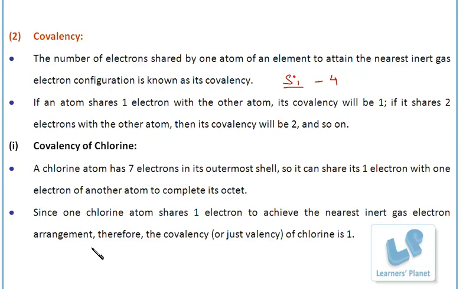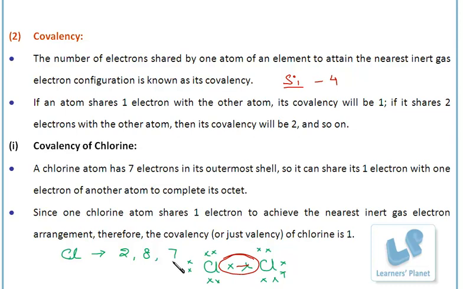See, chlorine, the electronic configuration is 2, 8 and 7. So chlorine can be written as 1, 2, 3, 4, 5, 6 and 7. Likewise, there is another chlorine, 1, 2, 3, 4, 5, 6 and 7. So it will share its electron. Both the electrons it will share so that it is attaining the noble gas configuration.